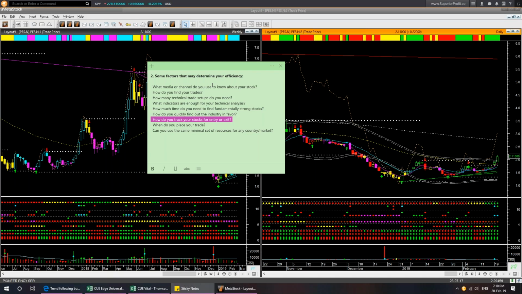How do you track your stocks for entry and exit? Using the alert facility, again in MetaStock Zenith. When do you place your trade? I prefer to place my trade near market close. That means I need to spend only 20 to 30 minutes in a day, and all our trade setups can be confirmed at the end of the day. We don't need to wait for the next day.